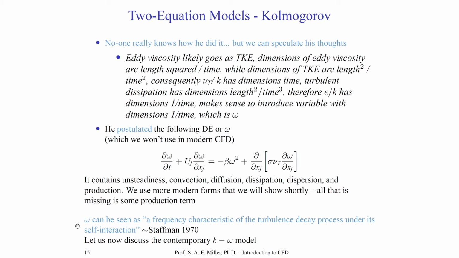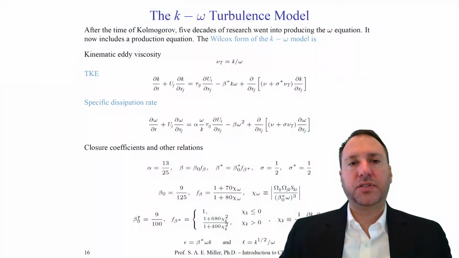Think about this careful quote created by and written down by Staffman in 1970 in his interpretation of omega-based models. Let's now look at one of the most popular K-omega models. This one's developed by Wilcox, who's a famous researcher in contemporary CFD and turbulence. We'll simply write down the major equations for you.